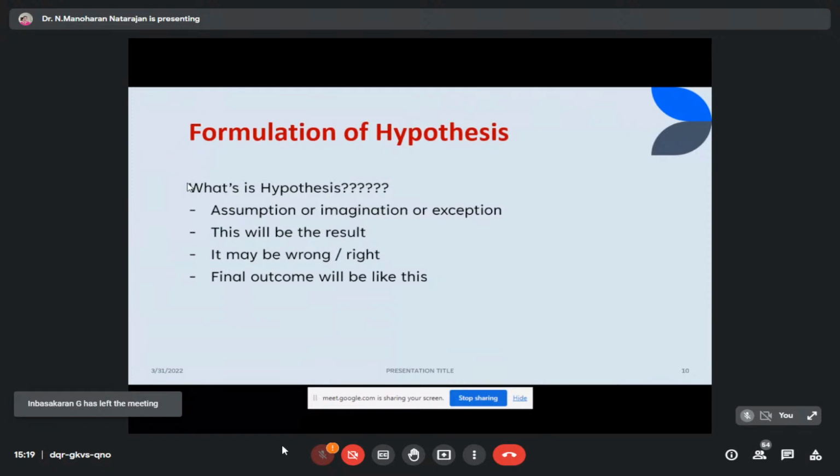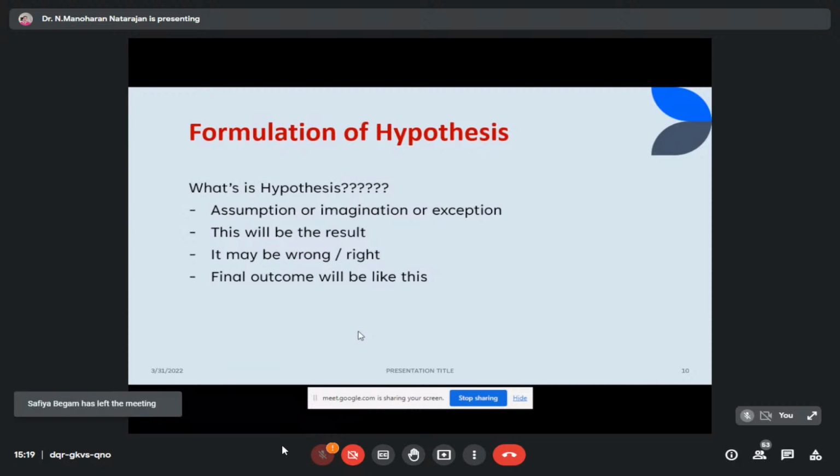Once we have started the work, there may be some answer. That is, a final outcome will be there. The outcome should be there. For that, we have to assume the question as well as the answer. With this, we will find out a result. That is called a formulation of hypothesis.